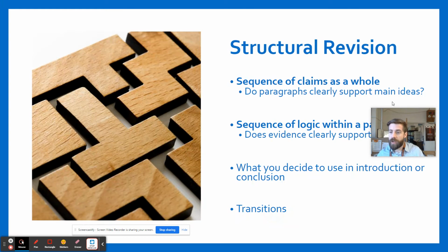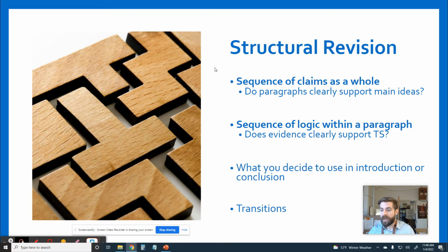The other type of revision we might do is structural revision, where we recognize the organization of our paper and our writing, and we switch it up, right? So this might be your sequence of paragraphs as a whole. This might be the logic of sentences within a paragraph that don't quite line up and you need to revise. You might think through, what am I using for introductions or conclusions to my paragraphs? I might be evaluating my transitions. Those are all pieces of structural revision you should look at and criticize and evaluate and say, like, am I doing a good job? Am I showing what I need to show? Is this writing making sense?